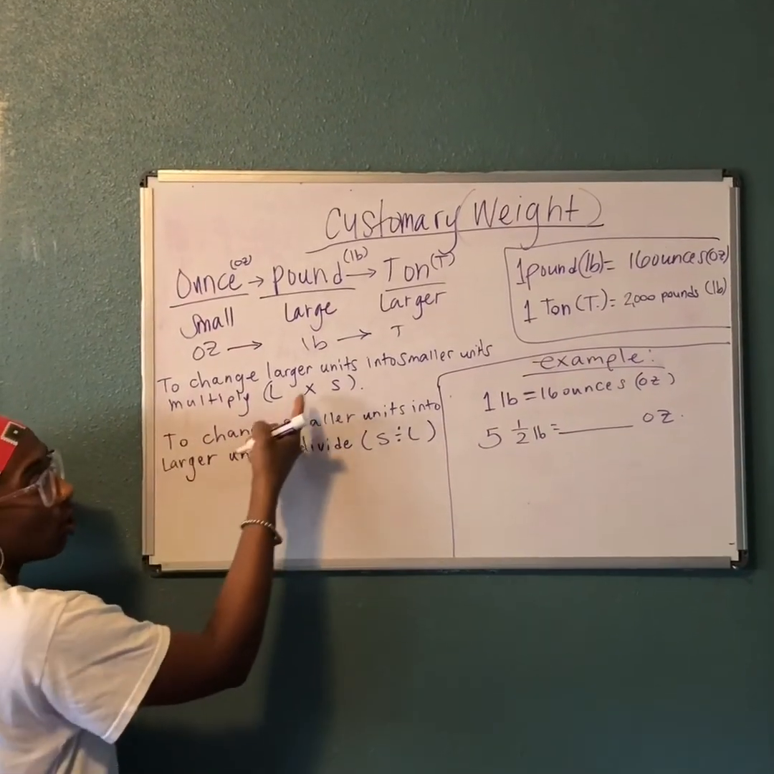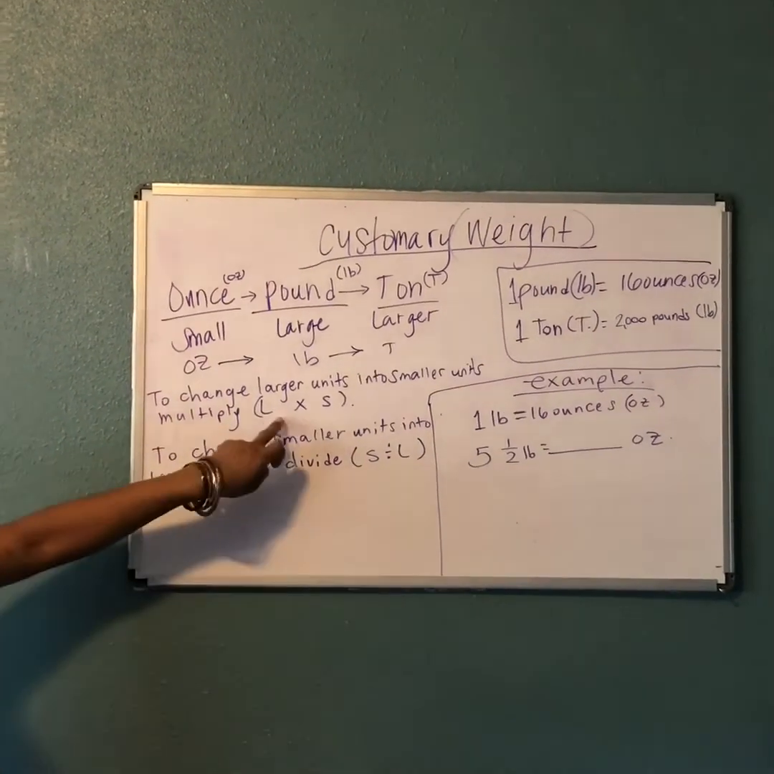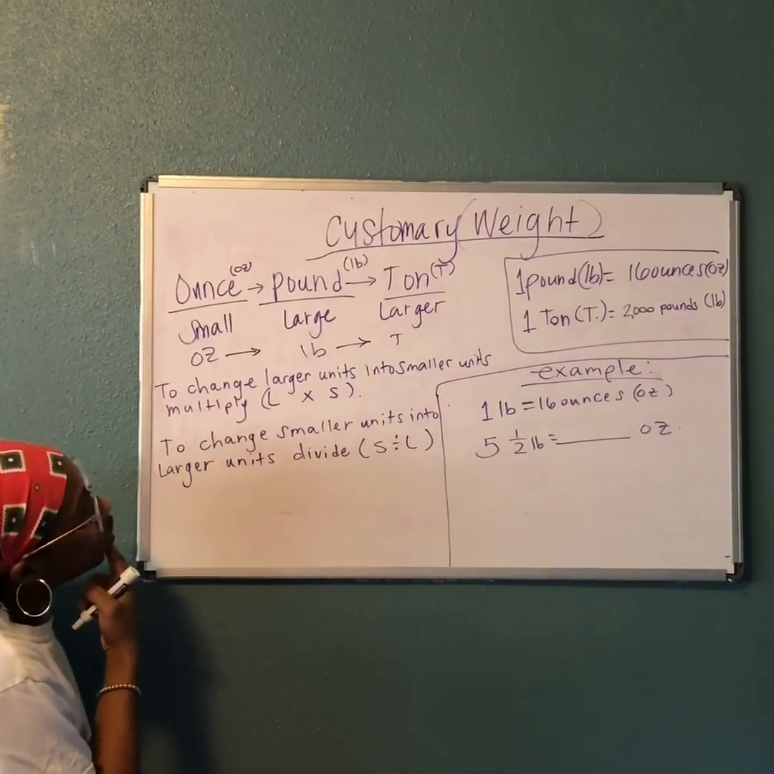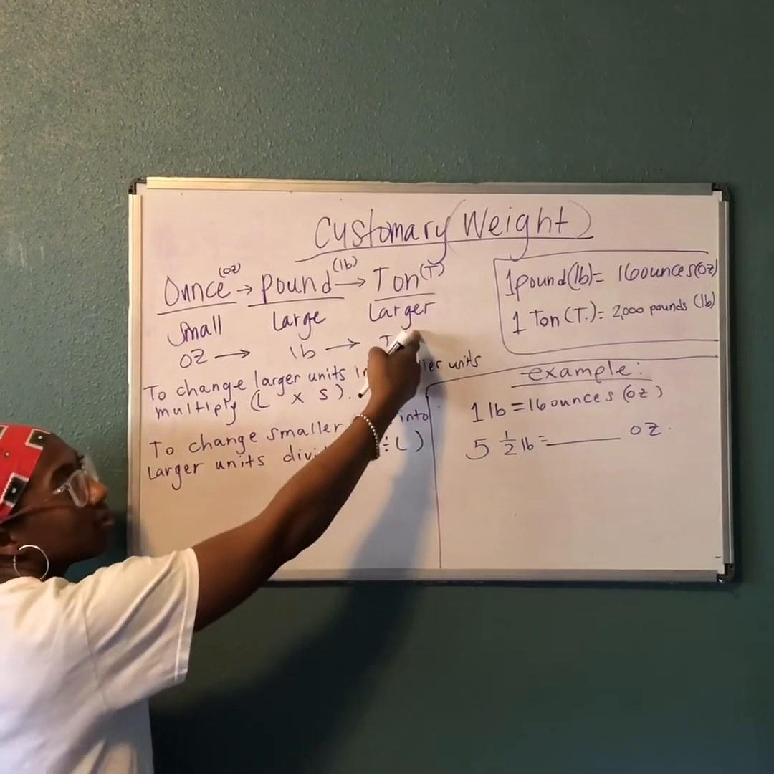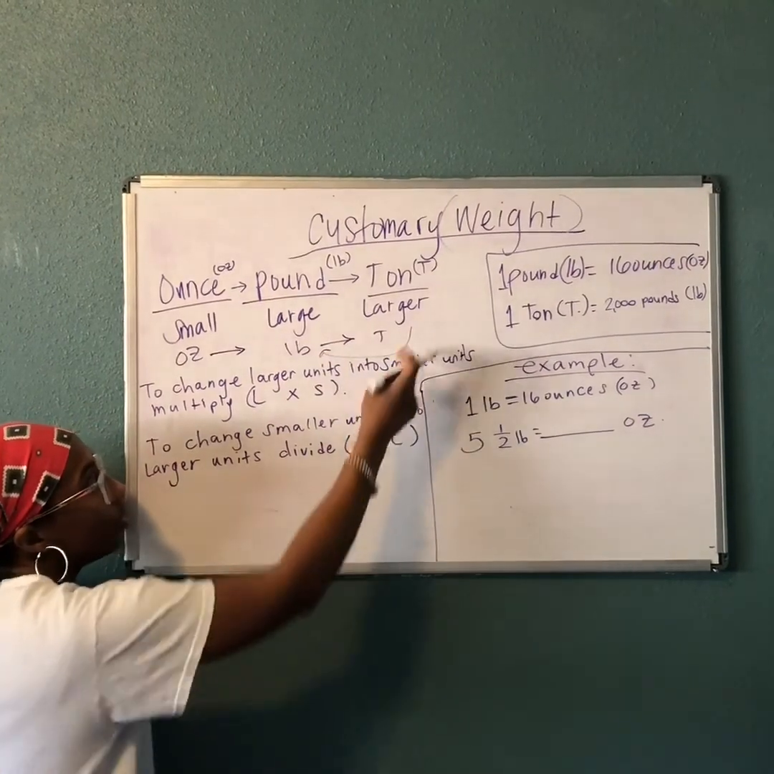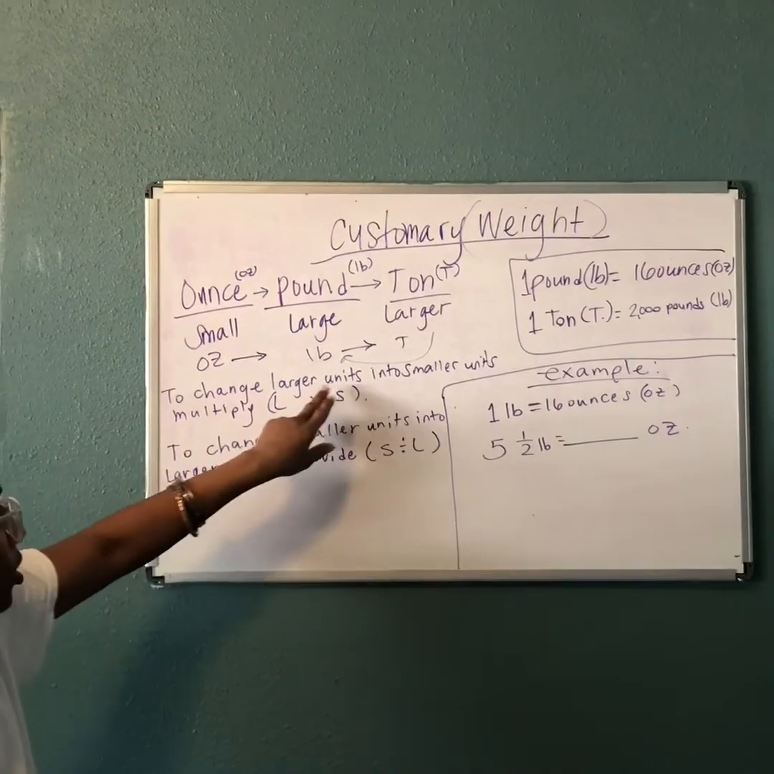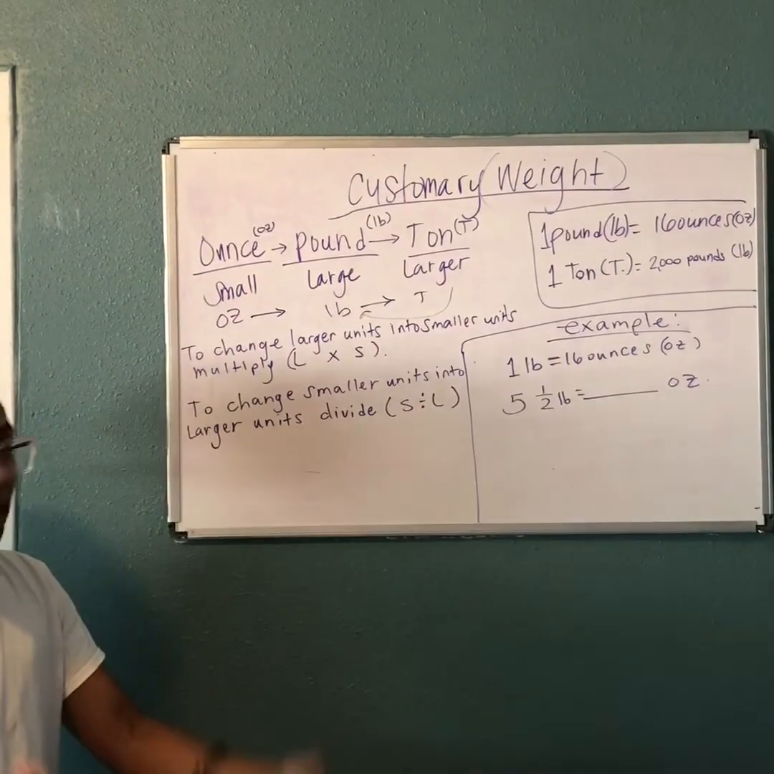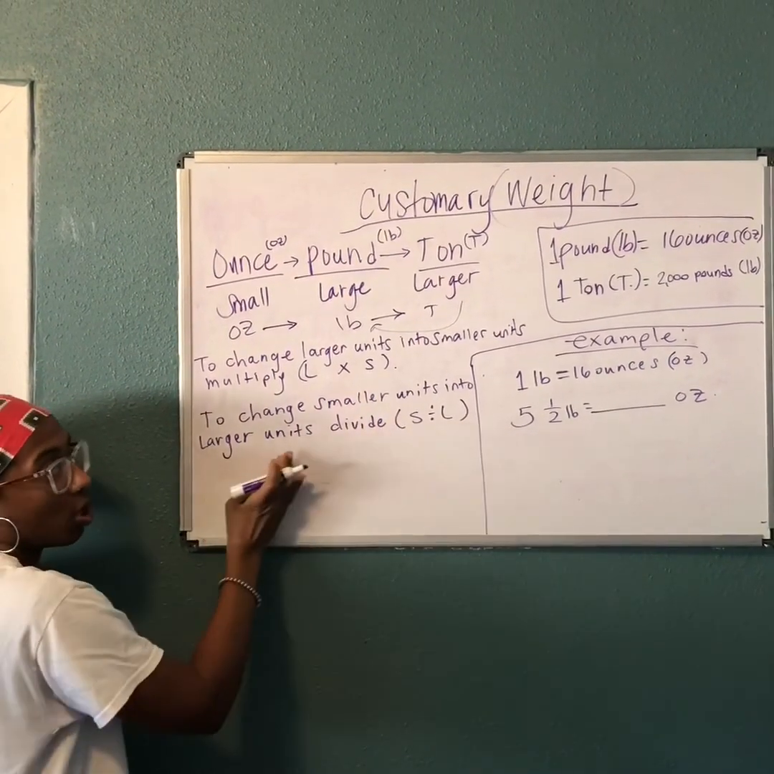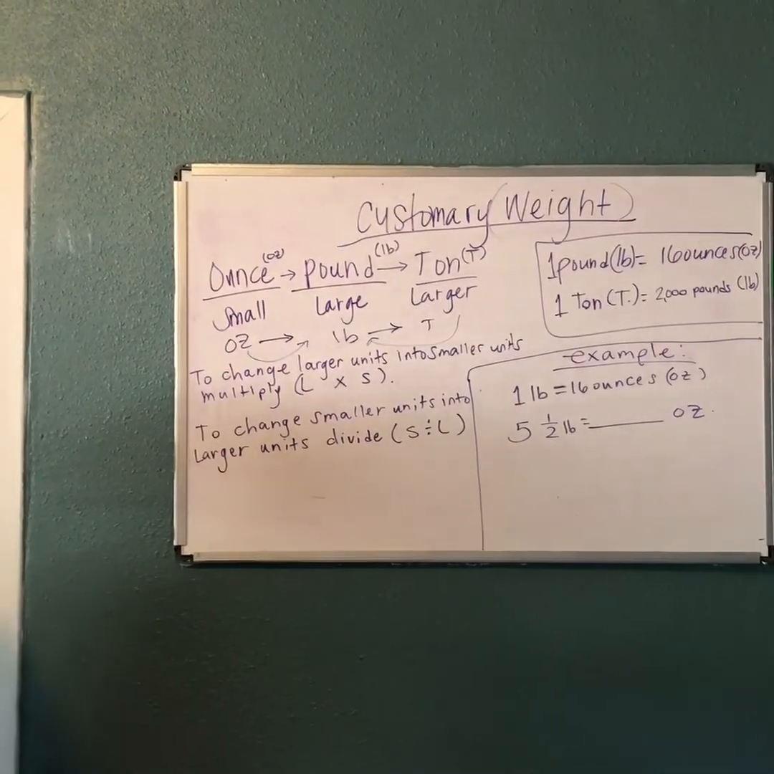To change larger units into smaller units, we have to multiply. So we have L times S. If we wanted to make tons become smaller, we go backwards, so we do the largest times the smallest. Again, to change a larger unit into a smaller unit, we multiply. The opposite is if we want to change a smaller unit into a larger unit, we have to divide. So we go from the smallest to the largest, but we divide.